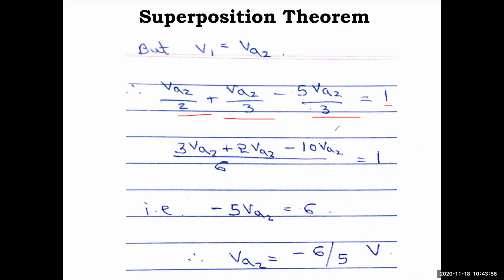Then take an LCM here, 6 is the LCM. So 2 3s are 3 VA2, 3 2s are 2 VA2, and this is 3 2s are, 2 5s are minus 10. Minus 10 VA2 is equal to 1. So this is cross multiplied in next step. Here 3 plus 2 minus 10 VA2 is minus 5 VA2 equal to 6. So VA2 is equal to minus 6 by 5 volt, or it is equal to minus 1.2 volt. Previously you got minus 6.8 volt and now you got minus 1.2 volt. So since it is taken opposite, convention minus you are getting.